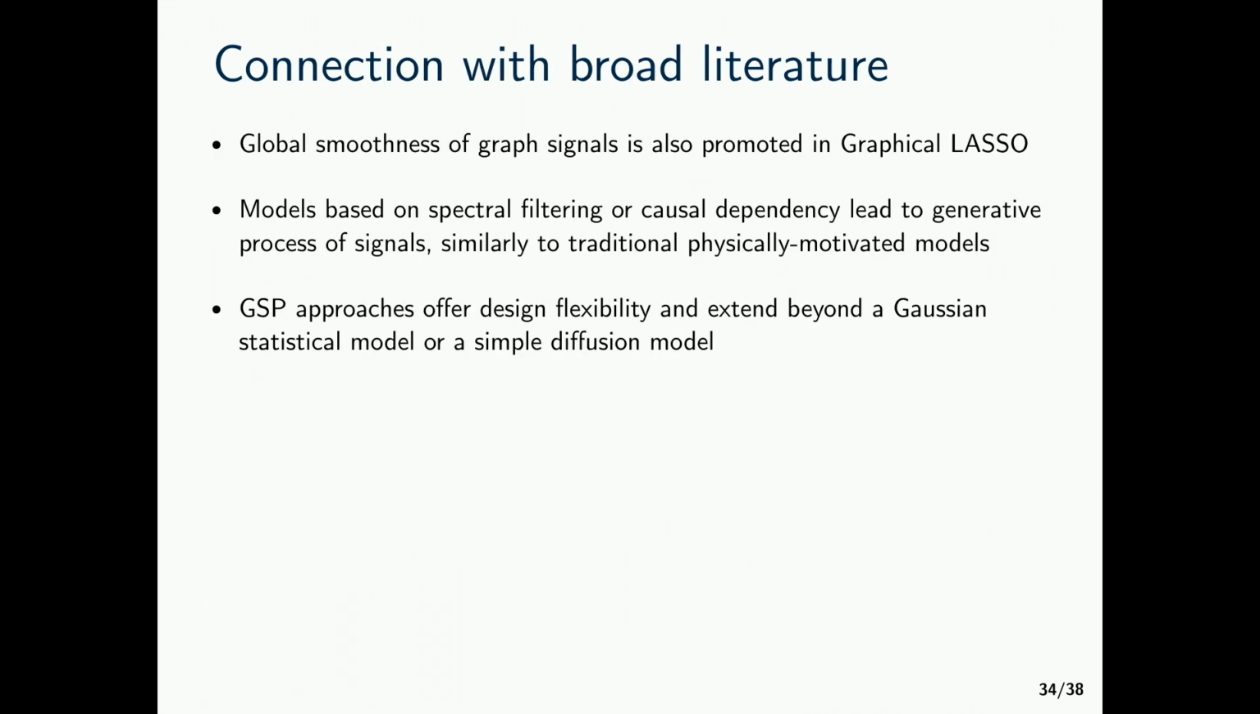So that's basically the main idea behind these kinds of GSP-based approaches, because they not only provide a new interpretation of the classical models. So for example, the graphical lasso can also be thought of as promoting a global smoothness. The filtering-based approach obviously allows a kind of diffusion model built on the graph. Moreover, they offer a kind of design flexibility that goes beyond a simple Gaussian statistical model or simple diffusion model, because by designing the characteristic of your signal, you can learn the graph accordingly.